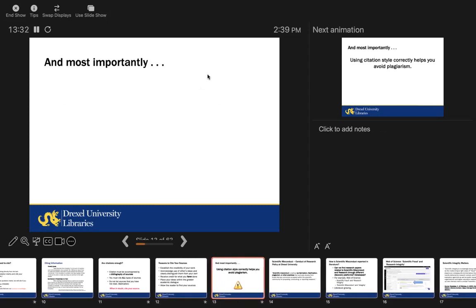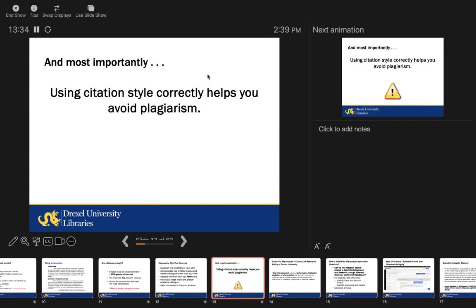and allow the readers to find your information. And most importantly, we will see that using citation style correctly helps you avoid plagiarism, whether it is IEEE style or something else that you are using. As long as you are using that style, you are putting your references within the tags, and including the references at the end is very, very important, right? So we'll keep that in mind.